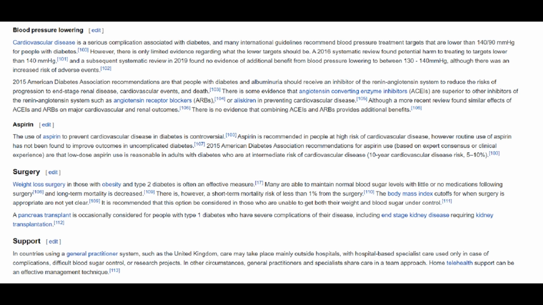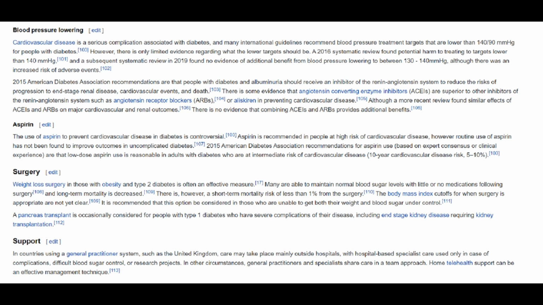Aspirin. The use of aspirin to prevent cardiovascular disease in diabetes is controversial. Aspirin is recommended in people at high risk of cardiovascular disease. However, routine use of aspirin has not been found to improve outcomes in uncomplicated diabetes. 2015 American Diabetes Association recommendations for aspirin use, based on expert consensus or clinical experience, are that low-dose aspirin use is reasonable in adults with diabetes who are at intermediate risk of cardiovascular disease. 10-year cardiovascular disease risk, 5-10%.